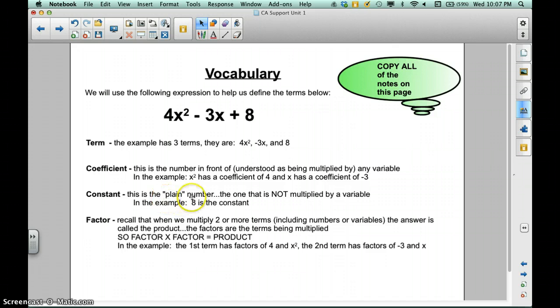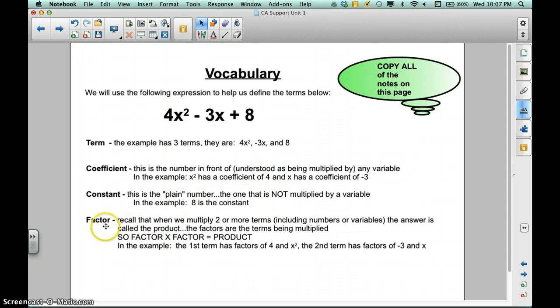A constant can be thought of as a plain number. It's a number that is not being multiplied by a variable. So in this example, positive 8 is the constant. It is possible for an expression not to have a constant. In other words, the expression could have just ended here at 4x squared minus 3x. And so it is possible, if you're asked to name the constant, that there is none, and that's what you would say.